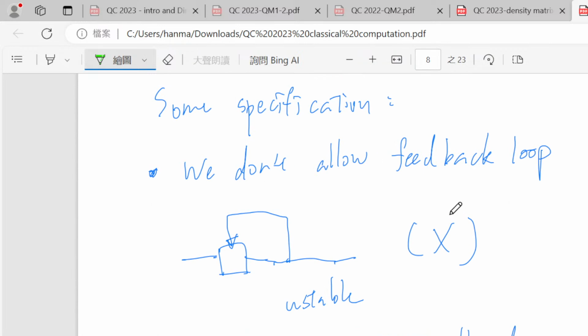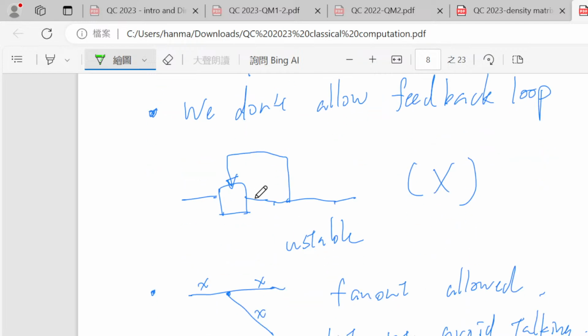The first thing is we don't allow feedback loops. Physically you can build this kind of system where you fork your wire and go back to some previous gate, and you have a loop here. Depending on how you design the system, you can study the signal and see whether it is stable. But a lot of times it gives you an unstable system, so you don't want to build this. Anyway, we don't allow this in our classical circuit.